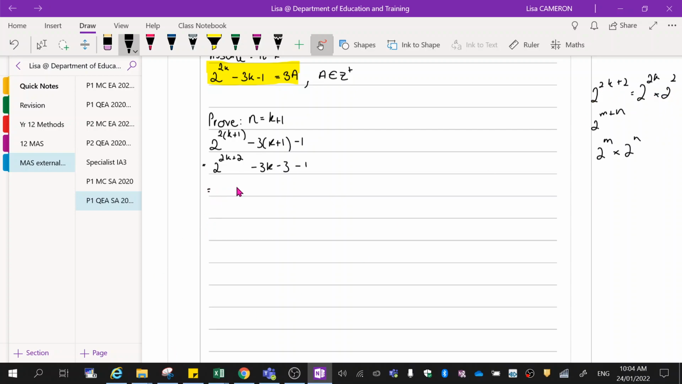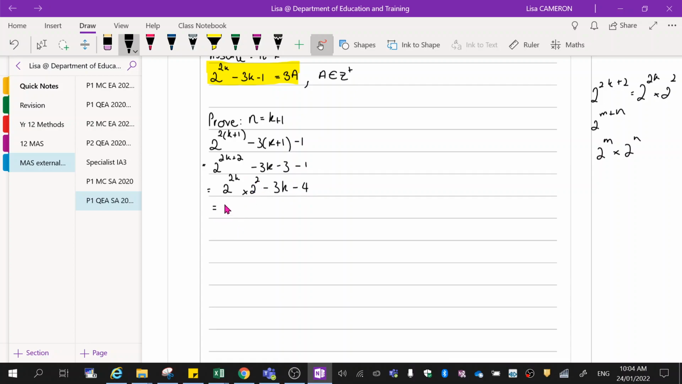So first thing I'm going to do is replace that 2 to the power of 2k times 2 to the power of 2. Remember, the point of doing this is I want this part here to match that. So now I can do the minus 3k minus 4. Now, here you can see that it's not quite the same statement yet.